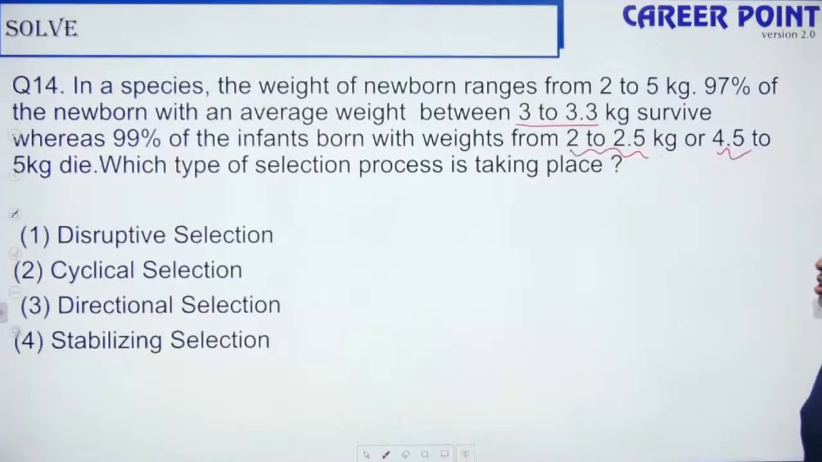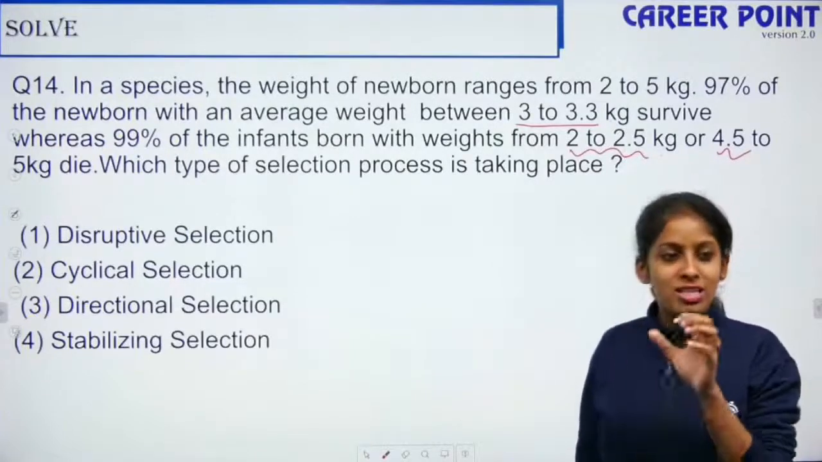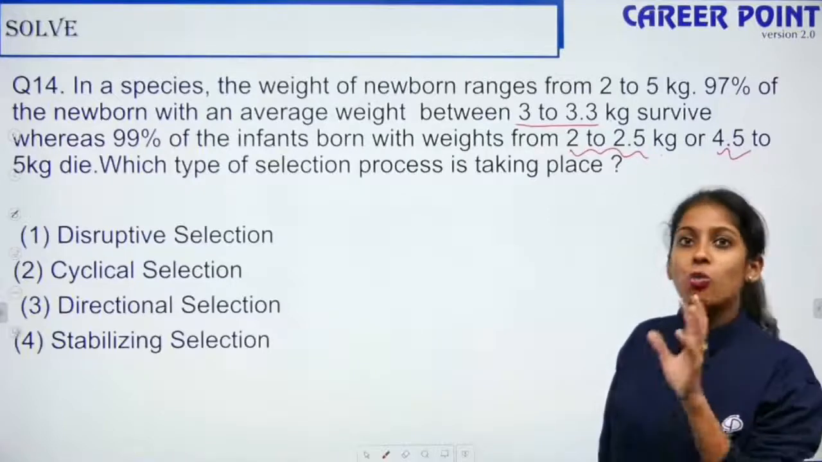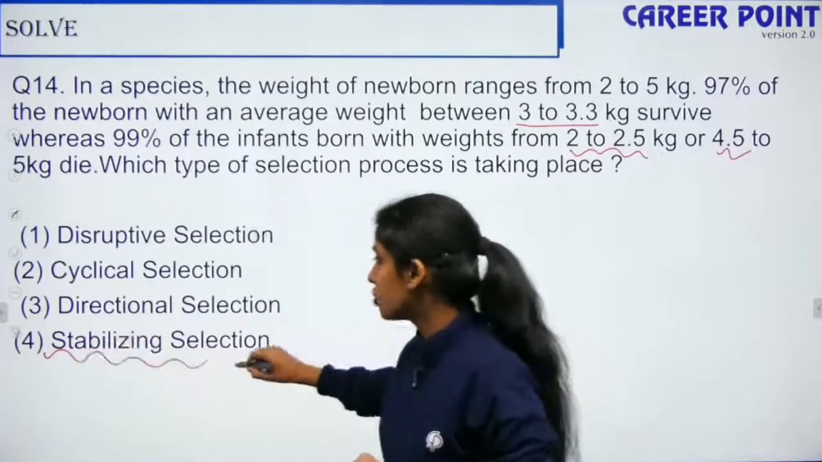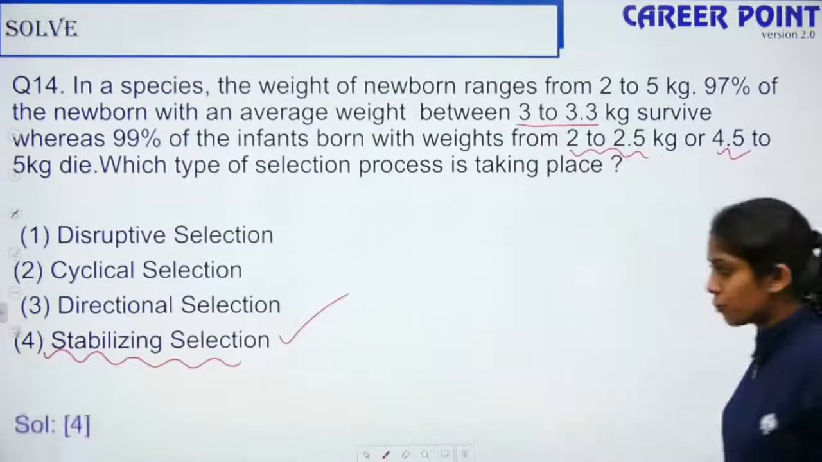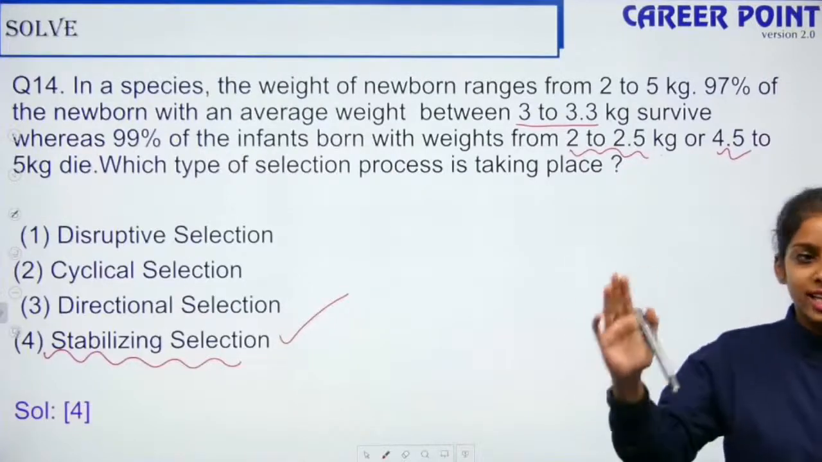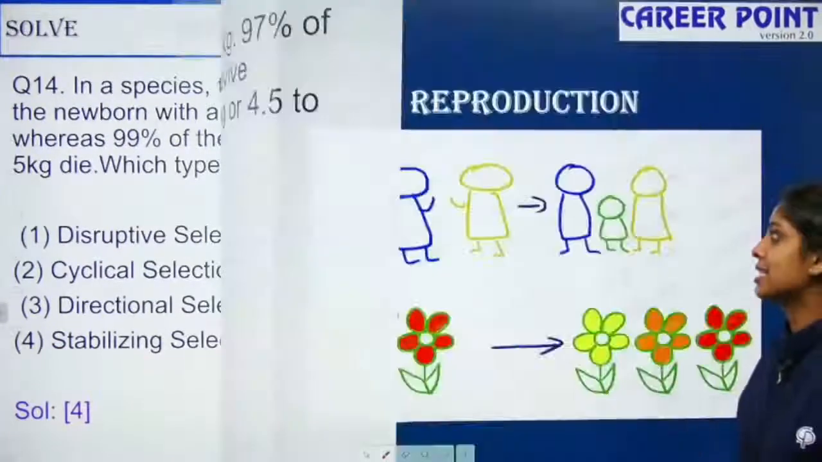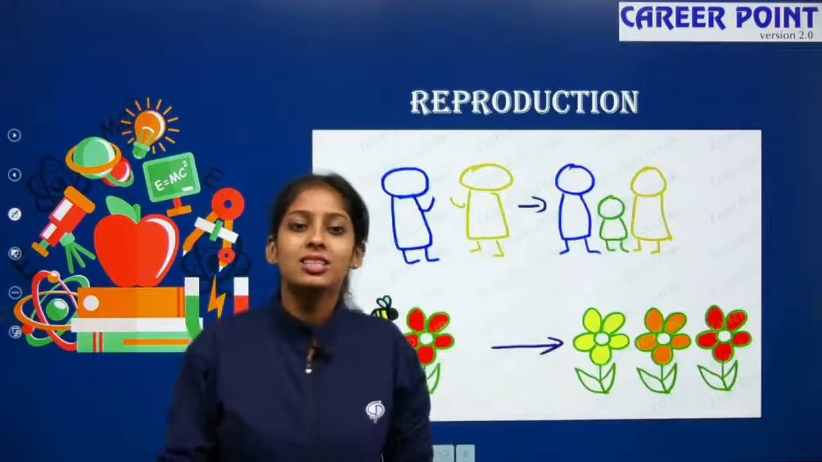Types of selection are not discussed in detail, but since natural selection is working on only a particular group here, only one group is surviving, so they are very, very stable. So this is known as stabilizing selection. Okay, so this is option D. So with this, we are done with your genetics and evolution. In the next lecture, I will discuss reproduction and the other 3 units.